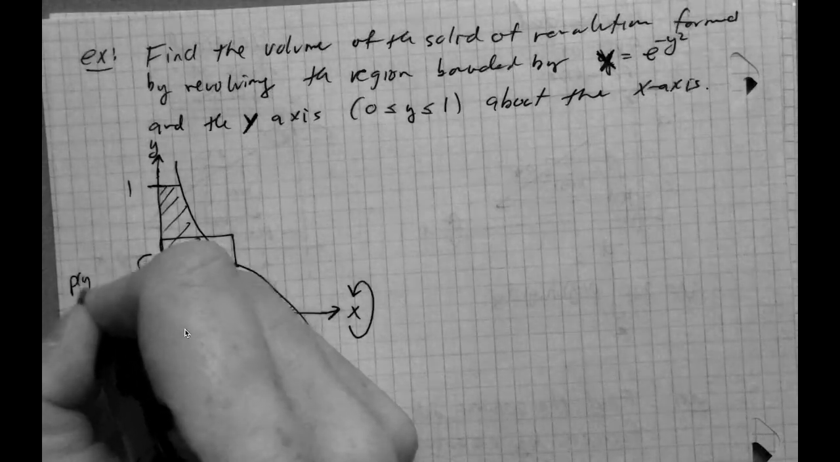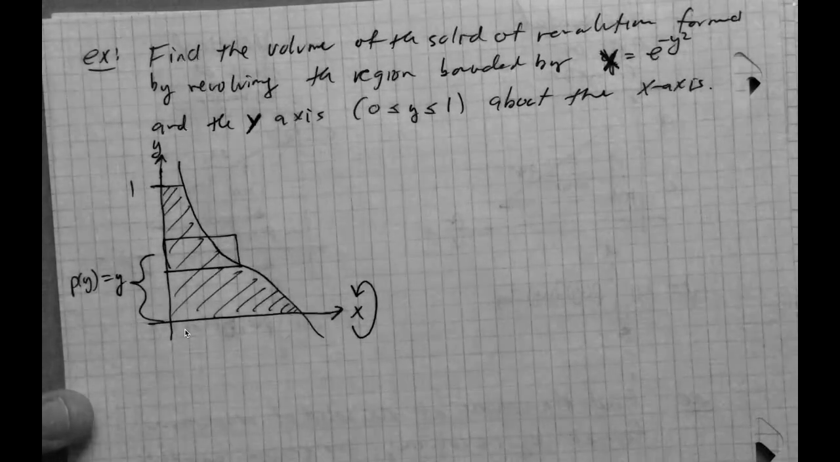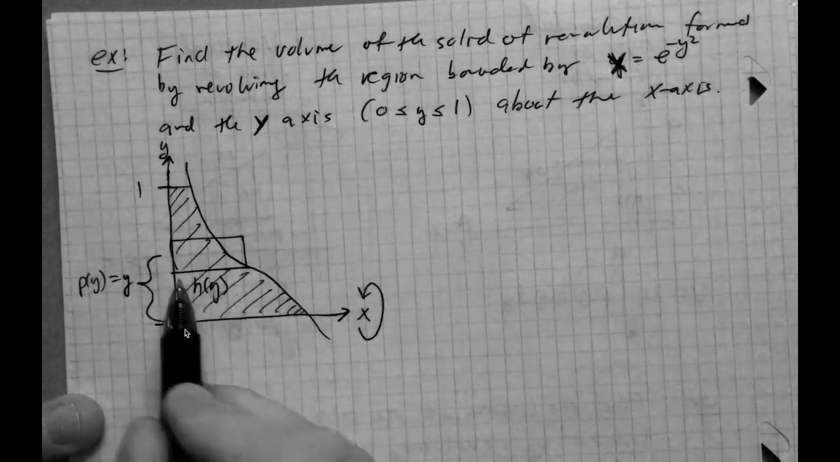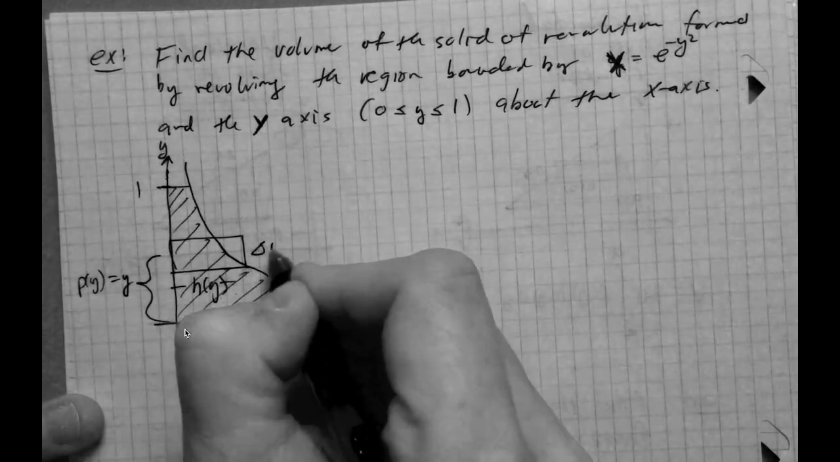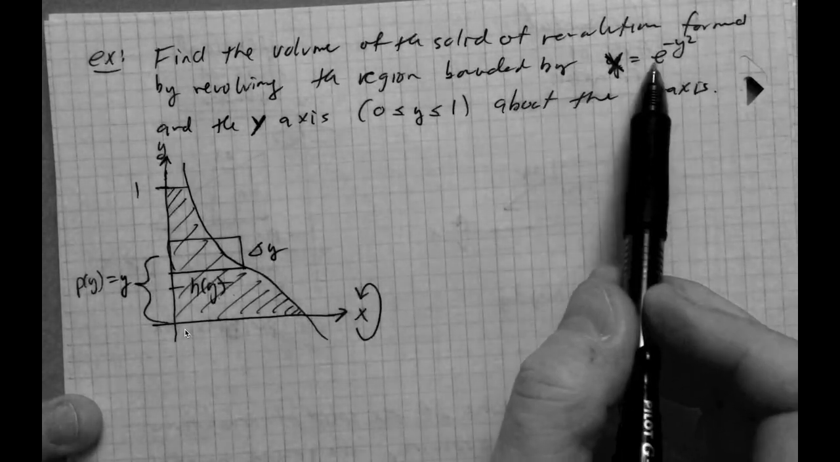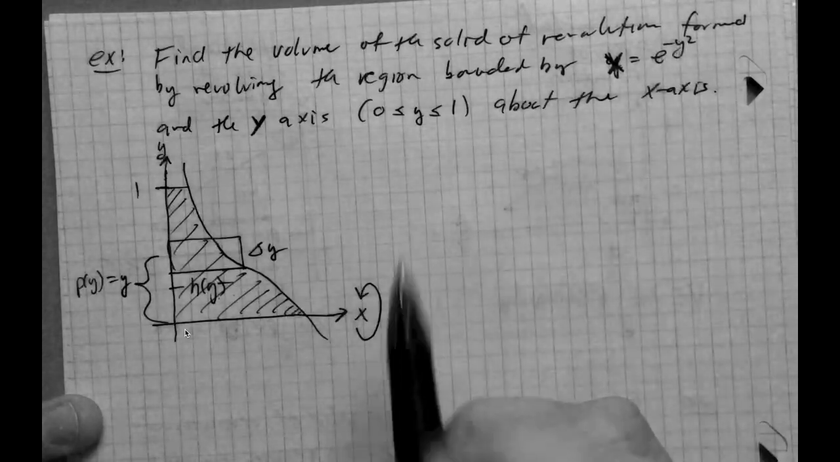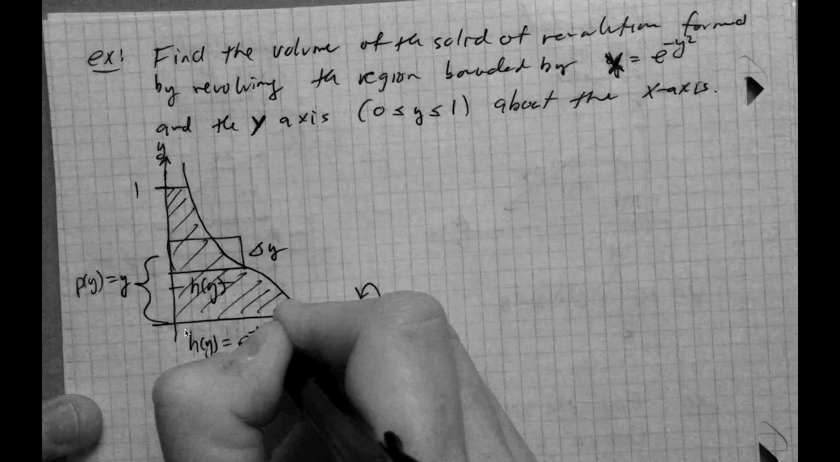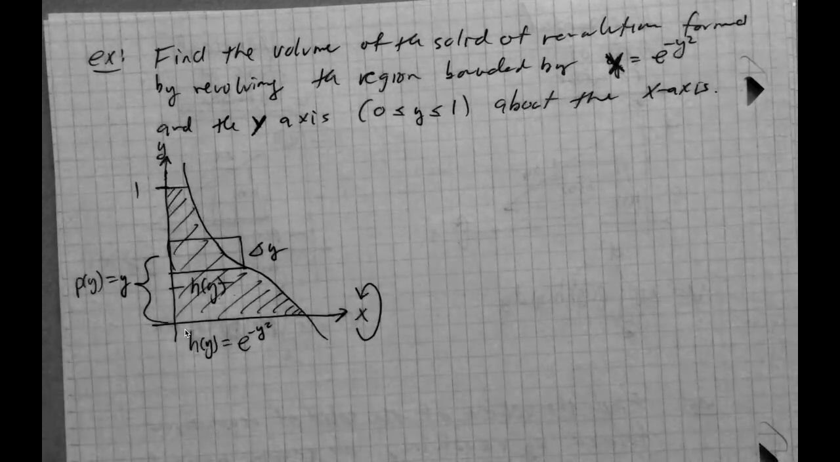So p of y will be just equal to y. We'll have an h of y here, right? That's going to be the height. We'll have a delta y. So the height, what is the height? Well, the height is just this function, e to the negative y squared. Okay, so h of y equals e to the negative y squared. It's the height of the rectangles.